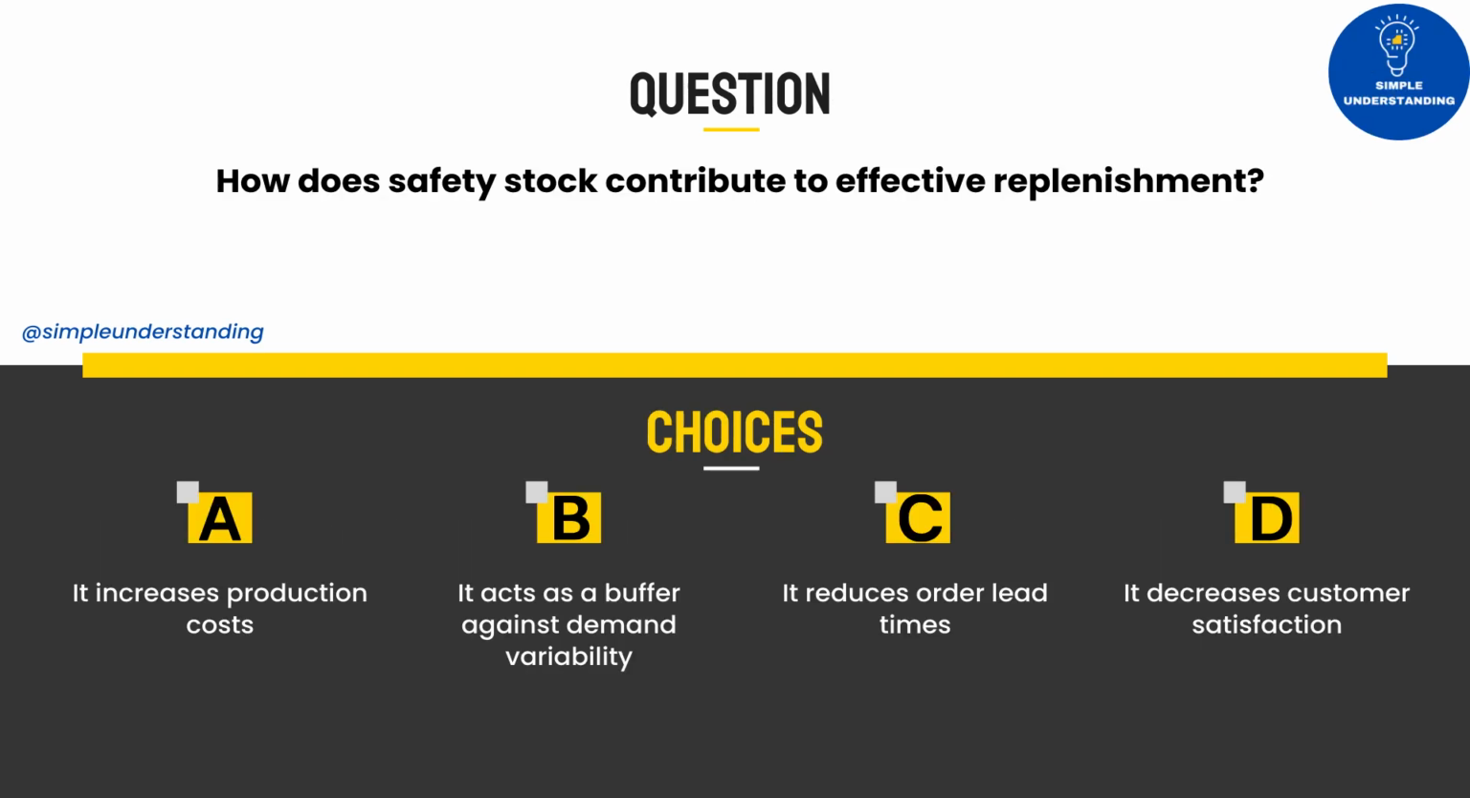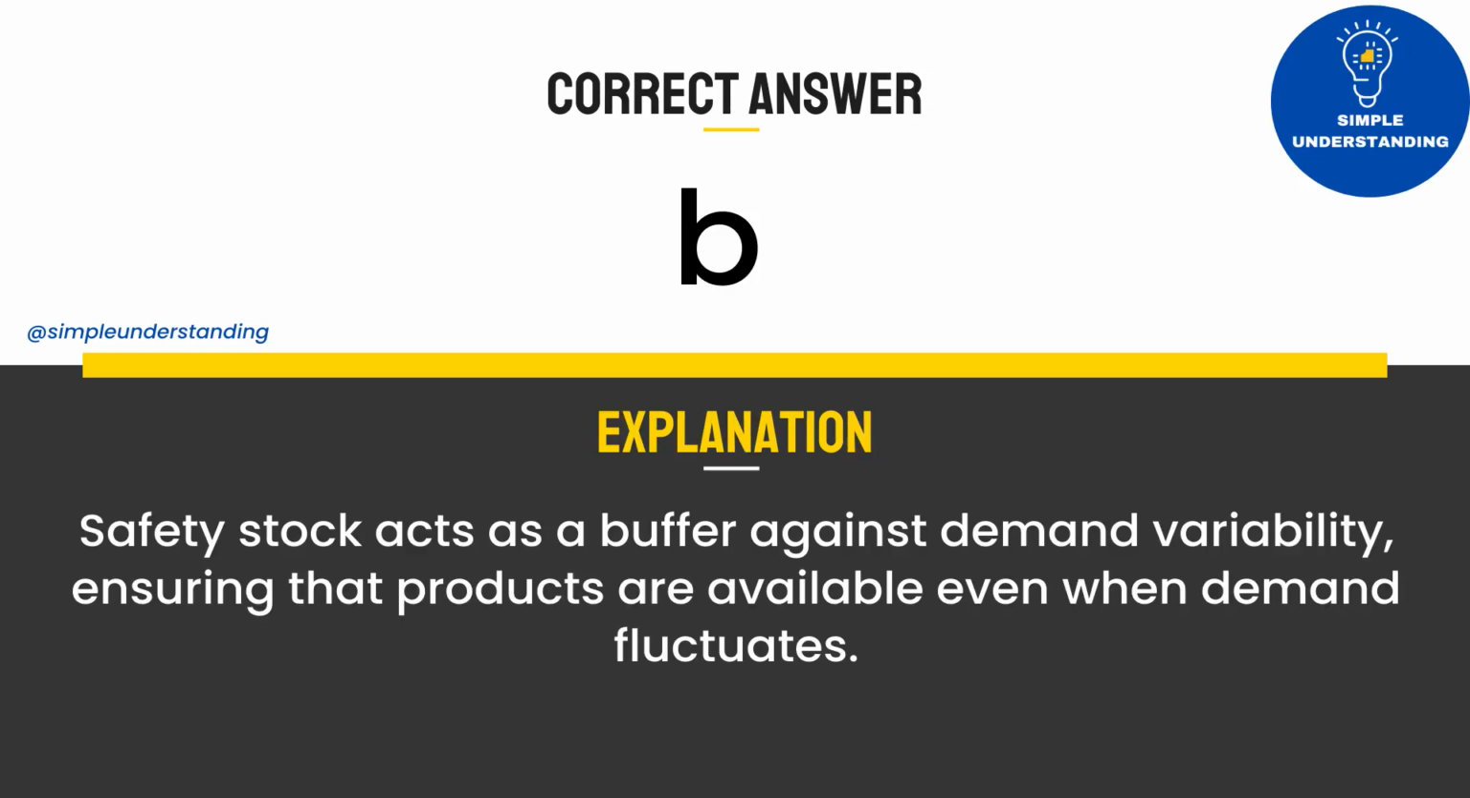4. How does safety stock contribute to effective replenishment? A. It increases production costs. B. It acts as a buffer against demand variability. C. It reduces order lead times. D. It decreases customer satisfaction. Correct answer: B. Overall explanation. Safety stock acts as a buffer against demand variability, ensuring that products are available even when demand fluctuates.